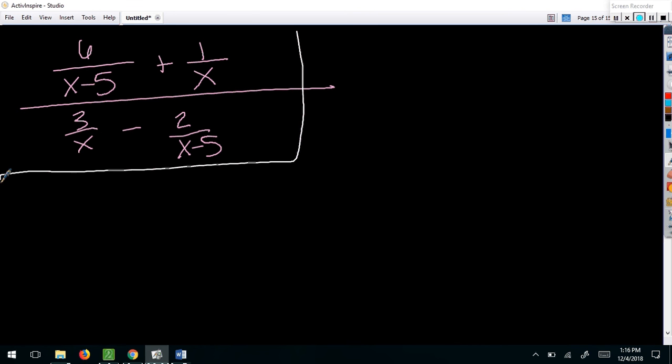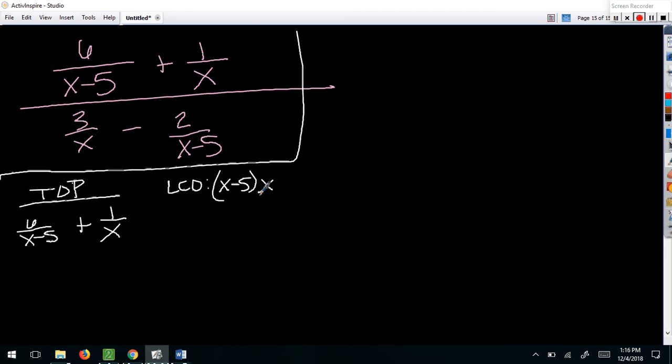So again, the key here is being able to add and subtract, right? If you can't add or subtract the fractions, whoo! Stop first. All right, 6 over x minus 5. None of these even need to be factored any further. They're good to go. What's the LCD? x minus 5 and x, because this is a factor. You don't want to multiply that out. You want to leave it in factored form.